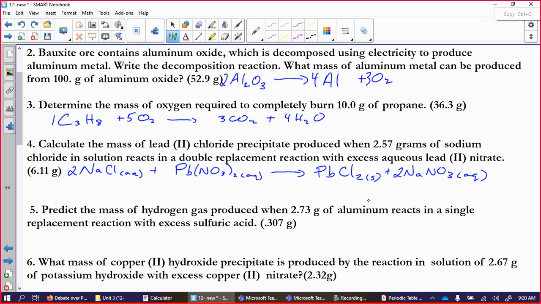Predict the mass of hydrogen produced when aluminum reacts in a single replacement reaction with sulfuric acid. Aluminum is +3, sulfuric acid is -2. I'm going to need 3 of those, 2 of those. I'm just going to rewrite this.